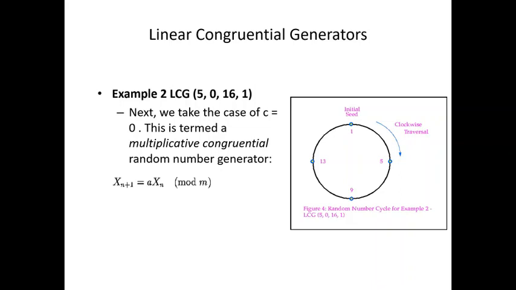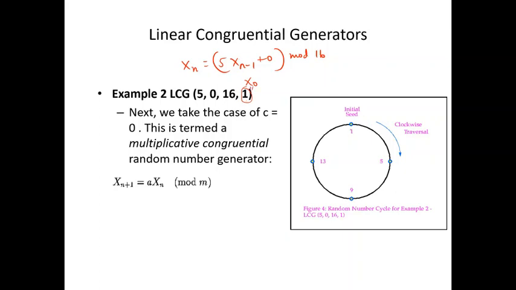So can you see another example of LCG here? This is special in the fact that the increment is 0. So what will be the equation? Here xn will be 5 times xn minus 1 plus 0 mod 16.